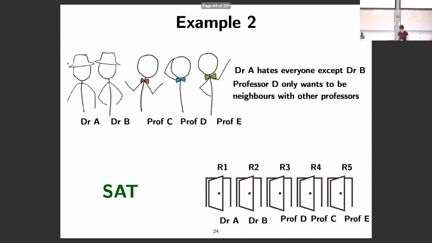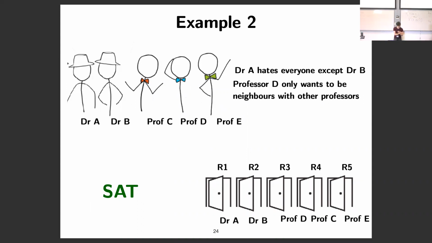And this is trivially satisfiable. We didn't need to run an algorithm to find this. We can run through our constraints, which are that Dr. A needs to be next to Dr. B and Professor D needs to be next to both the other professors.